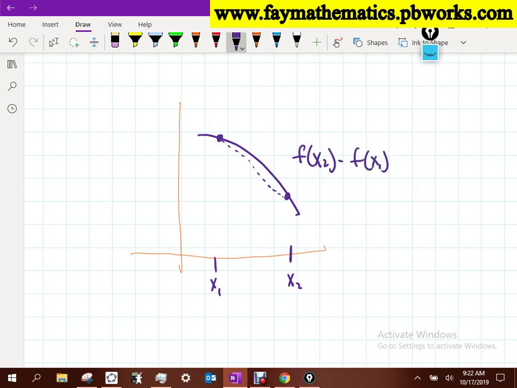Always subtract the furthest to the right minus the one to the left of it. Does that make sense? So make sure you keep that order. Now, in regards to doing the slope, it doesn't matter.